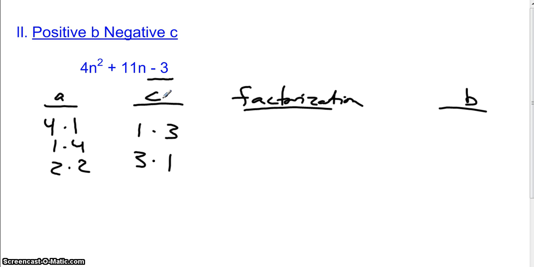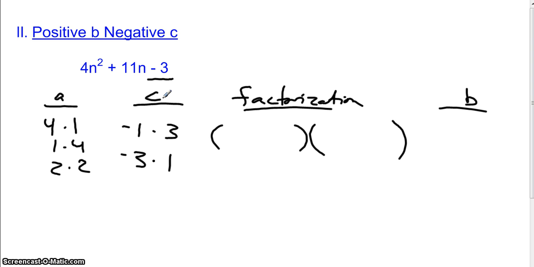And what else is the case for this number? It's negative. So one of these has to be negative, right? And these could be switched. Okay? So let's try a possible factorization. We're going for a middle term of 11, which again to me is kind of big compared to 4 and 3.